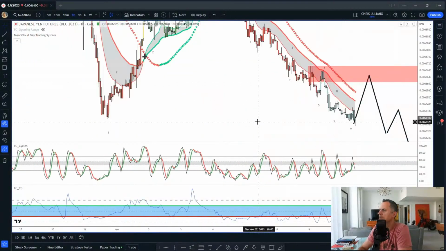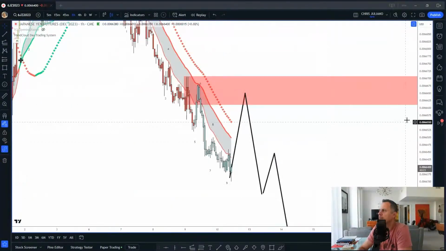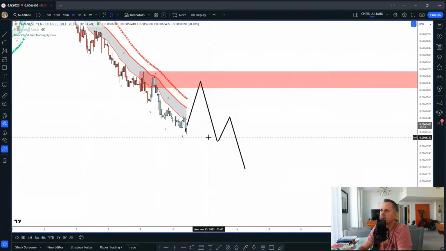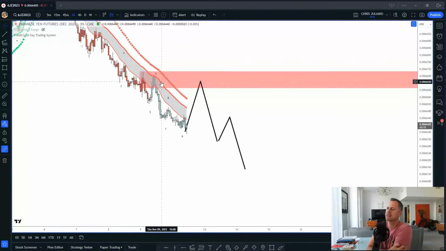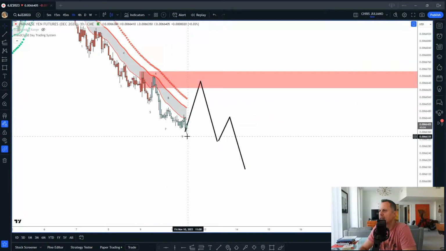Let's count it out. Downtrend. My goodness. 1, 2, 3, 4, 5. Average wave. 6. Starting to become extended. 7th wave. Now we're extended. 8, 9. Really extended. Okay.